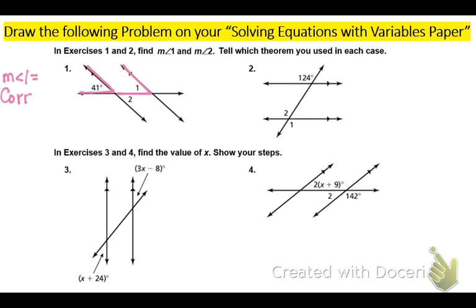They're corresponding. What do I know about corresponding angles? What do we call that? We don't call that equal. They are congruent. So then what does that mean the measure of angle 1 is? 41.